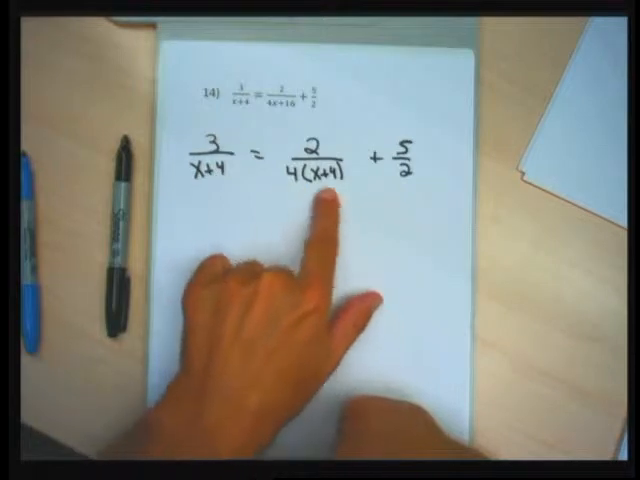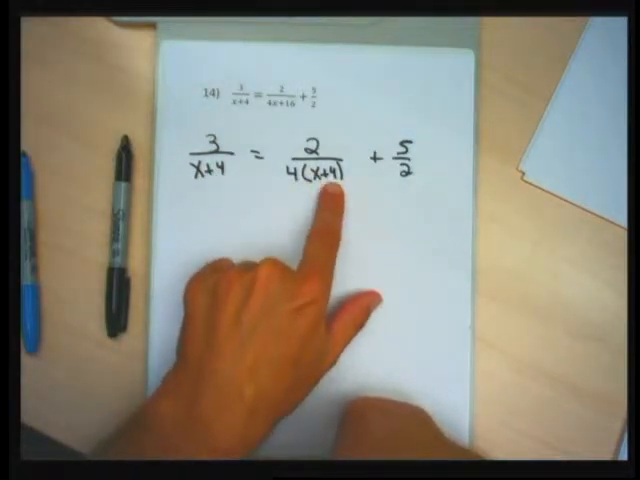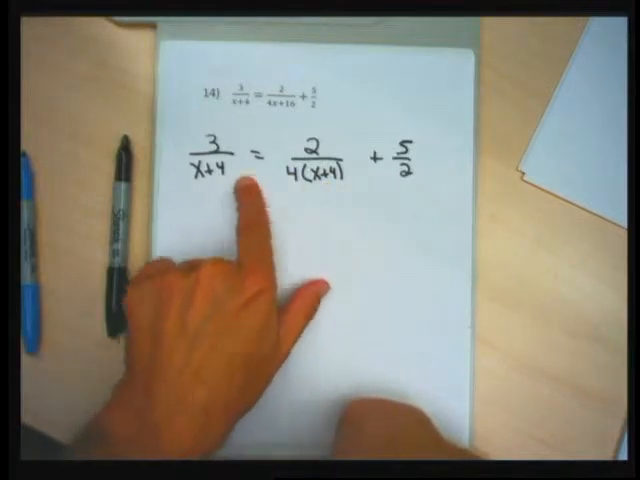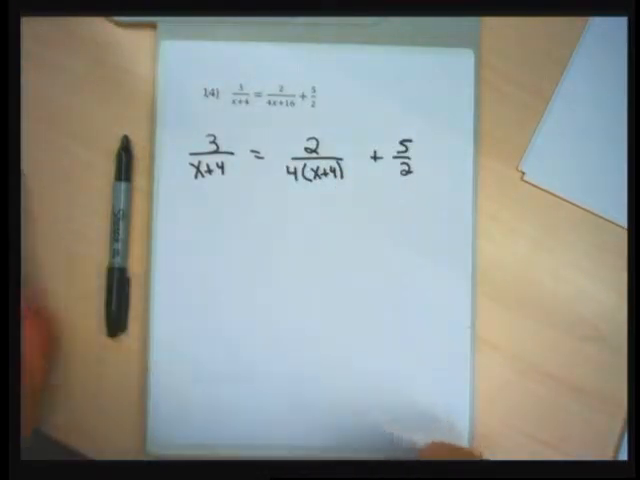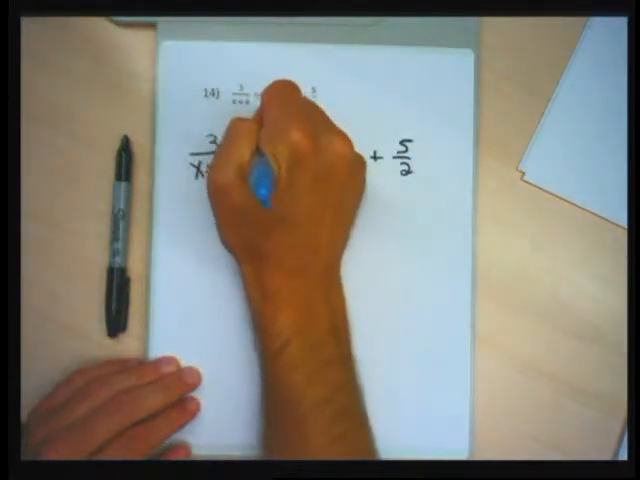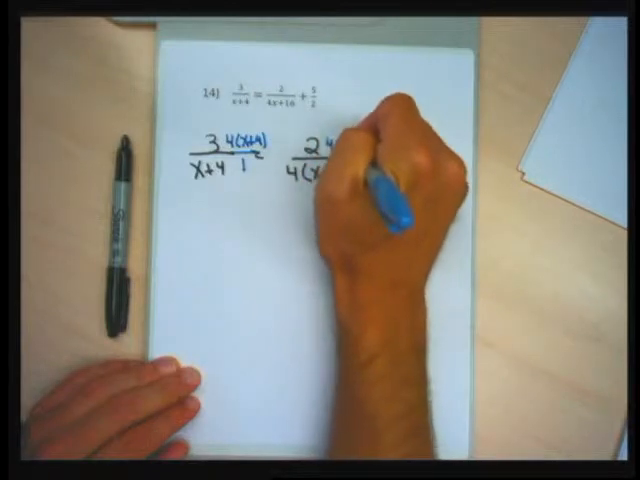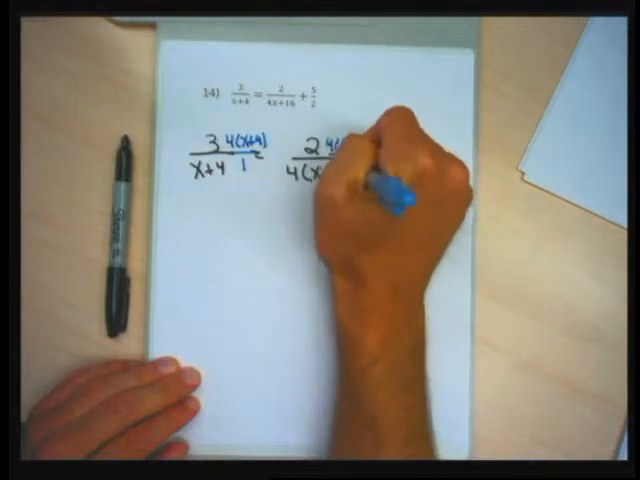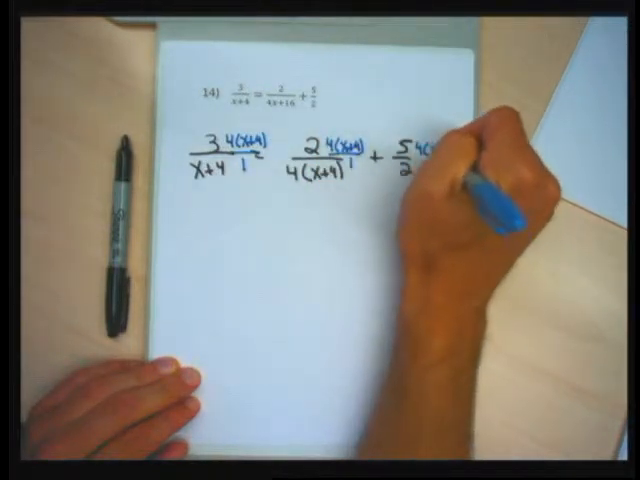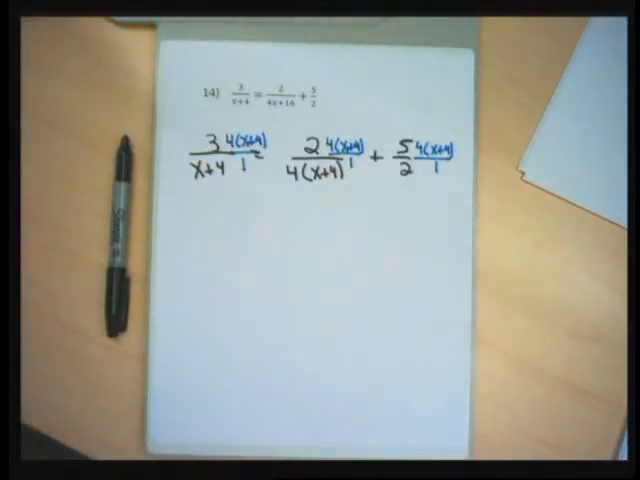I'm going to multiply by this whole denominator over 1, because multiplying by this whole denominator will cancel the x plus 4 and will also cancel that too. So for each of these, I'm going to just try to squeeze this in. I'm going to multiply by 4 times x plus 4 over 1, and hope like heck all the fractions go away.